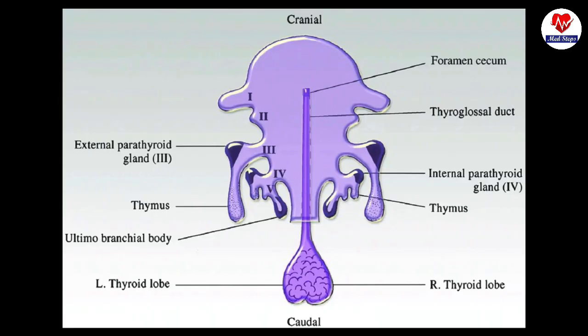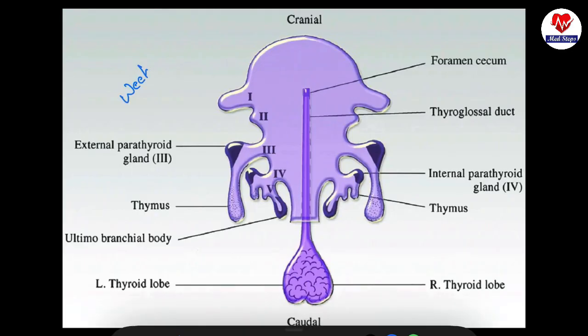In the pharyngeal arch we can see endoderm. In this endoderm, in week 4, we can see the thyroid gland originates. Actually it starts from the foramen cecum. This is the foramen cecum. Then the foramen cecum descends via the thyroglossal duct, like this it will go down.